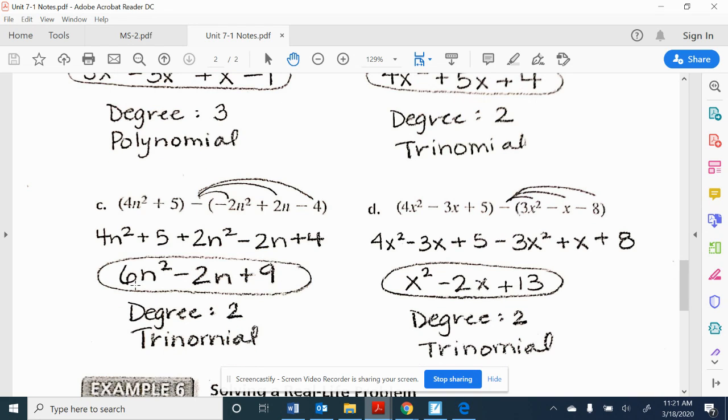So notice, standard form. Second degree, first degree, 0 degree. Of my 3 terms, there's my highest degree. It's degree 2. So we call this a degree 2 trinomial.